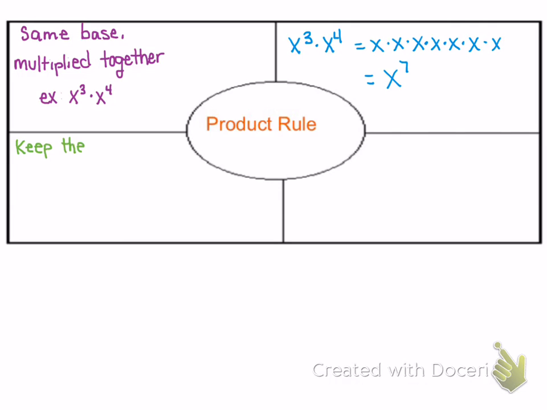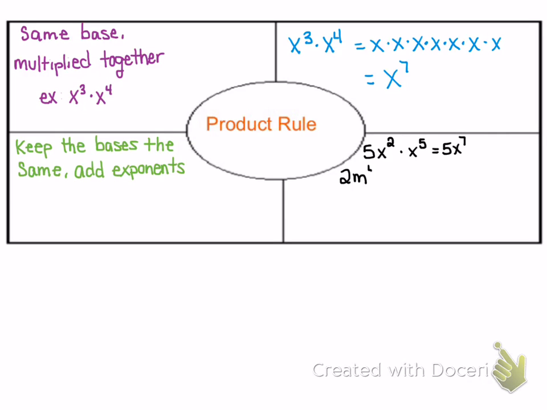Now, as a reminder, when you are using the product rule, you're going to want to make sure that you keep the bases the same, but just simply add the exponents. This is the shortcut that you will be using with the product rule. So let's look at some examples. The first one is 5x squared times x to the fifth, and that just simplifies to 5x to the seventh. Another example is 2m to the fourth times 3m.